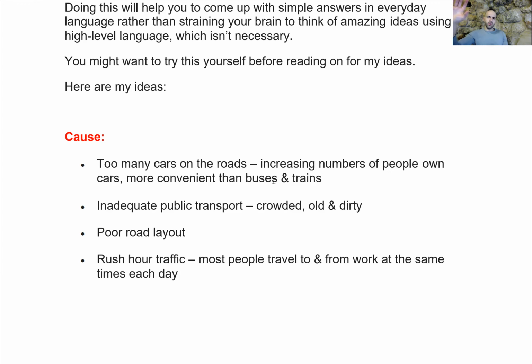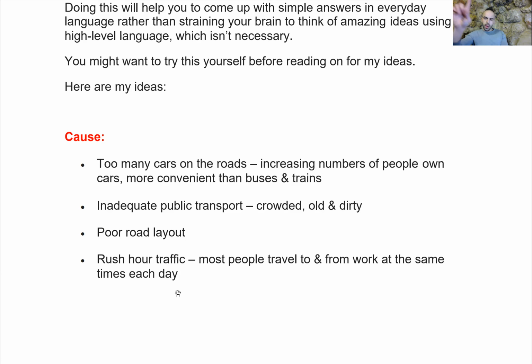A very specific cause. Another cause we have is inadequate, which means not enough or insufficient. So inadequate public transport, crowded, old, and dirty. So it could be one of the causes. Poor road layout. Okay. Rush hour traffic. Most people travel to and from work at the same times each day.